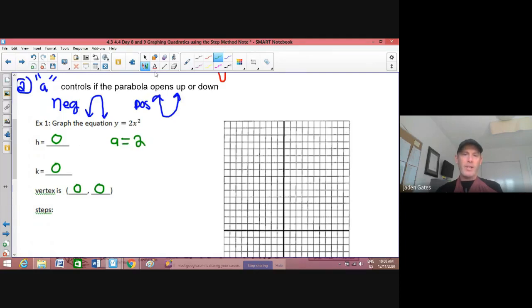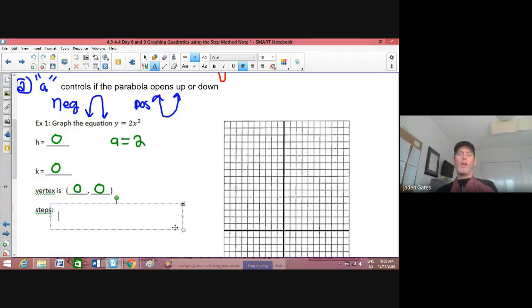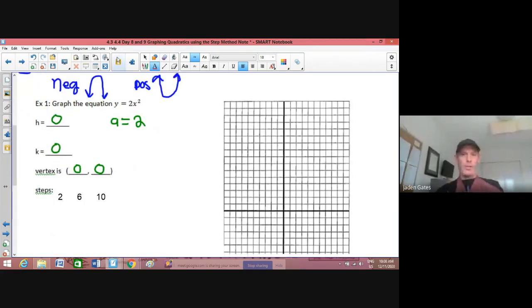And so if I look at my steps now, because again, you've got to take 1 and multiply it by a. So that's 2. Then I take my 3 and multiply it by a. So 2 times 3 is 6. And then finally, 5 times my a value, 5 times 2, which is 10. So now, here's how it works. Same as before, plot the vertex, which is at 0, 0. There it is.